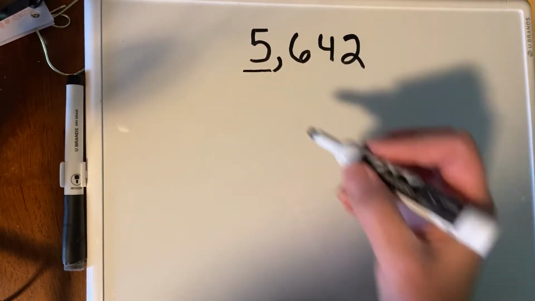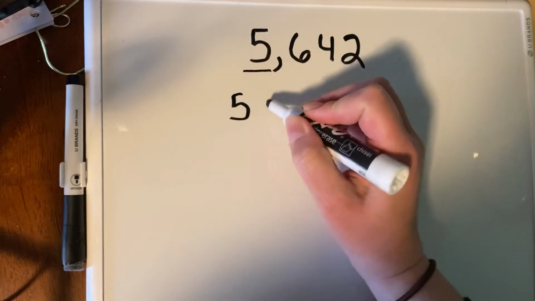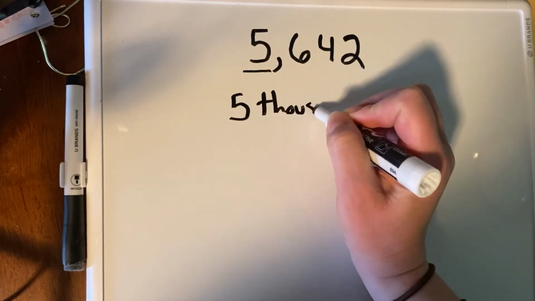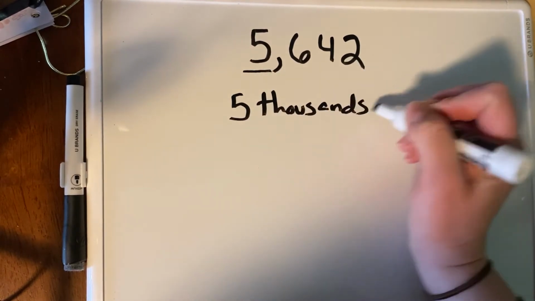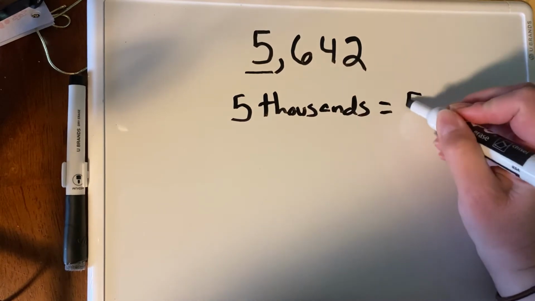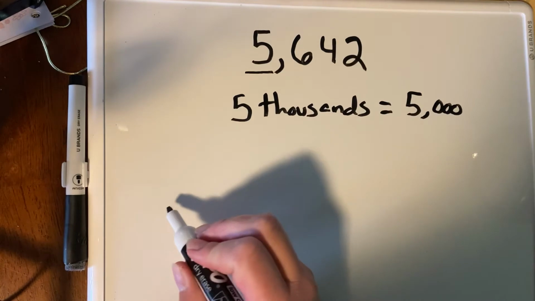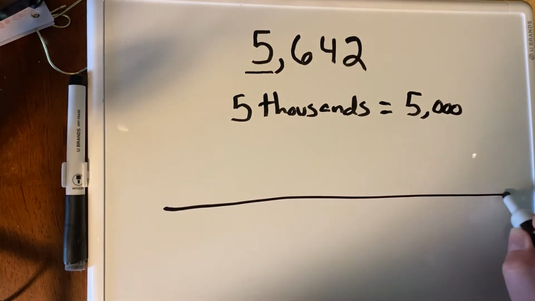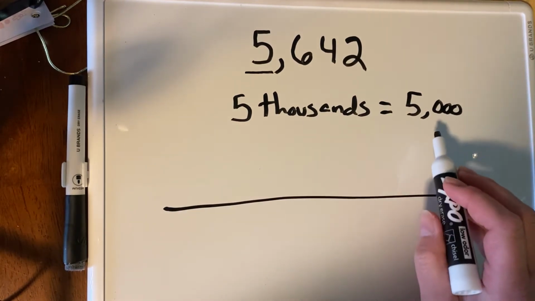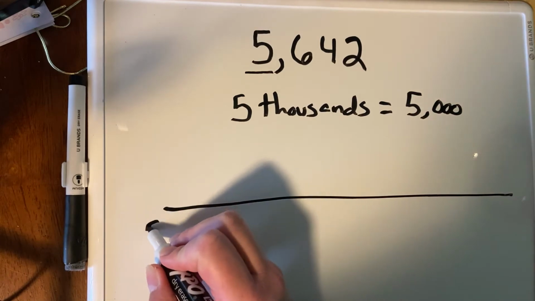All right, and then I know that 5 thousands is equal to the number 5,000. So I'm going to go ahead and start my number line. All right, that's going to be my first benchmark number. I'm going to put that right over here.